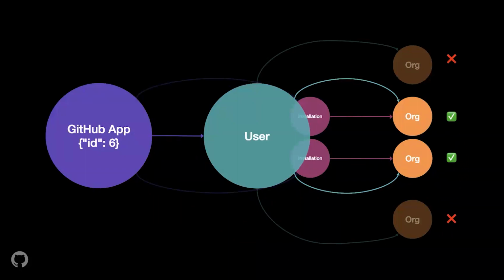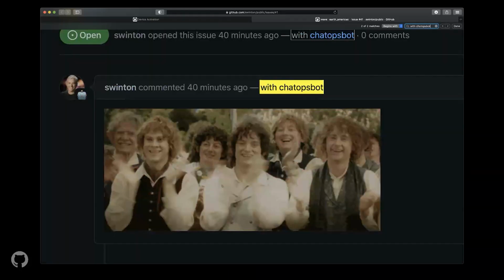Here's what that looks like in practice. Content created via a user-authorized third-party app is clearly marked as such in the UI. So here's some content I created with the ChatOps bot GitHub app. So that kind of wraps up the overview I wanted to present here of our modern platform primitives.